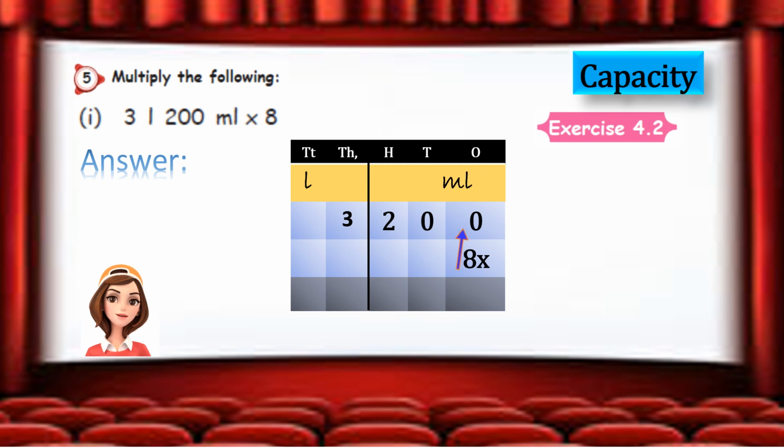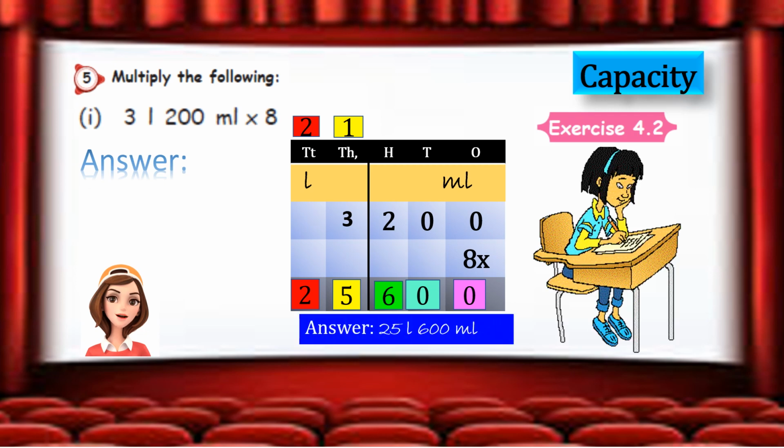8 zeros are 0, then 8 zeros are 0, 8 twos are 16 and 6 here, and 1 carry forward. Then 8 threes are 24, 24 plus 1 is 25, so 5 here and carry forward 2. Bring down the 2 because there is nothing to multiply. Our answer is 25 liter 600 milliliter. Is it easy? Okay.